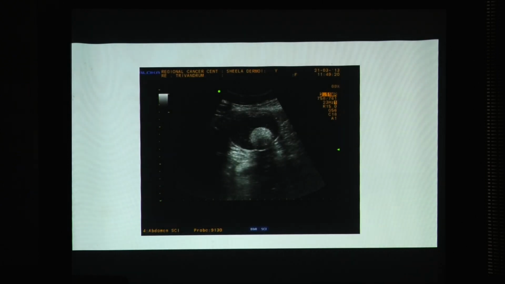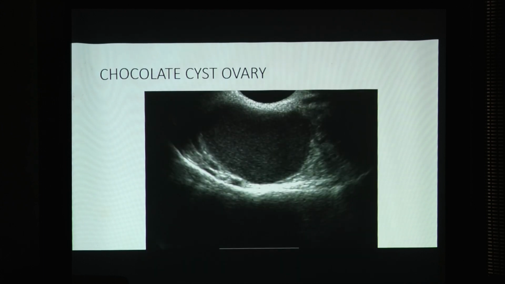And this echogenic area inside a cystic area is a complex cystic area. It's a dermoid, an ovarian dermoid. Then the chocolate cysts produce internal echoes, so this is a chocolate cyst of endometriosis.